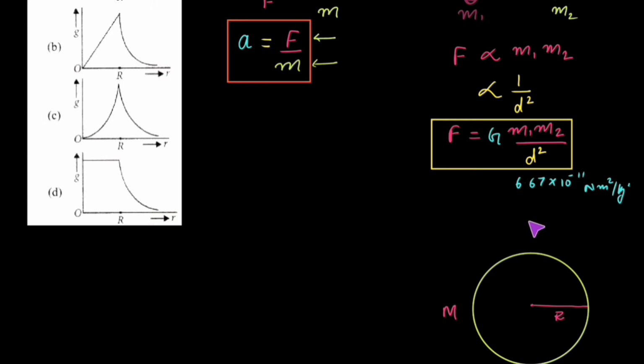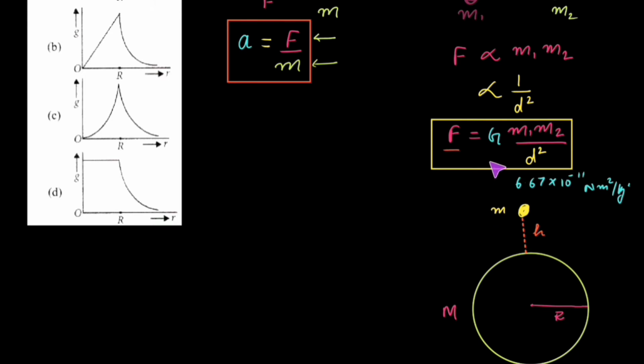And let's consider there is an object which is at a height h from the surface of Earth, and the mass of this smaller object is small m, and this height from the surface is h. So this h is the height from the surface. Because these two bodies having mass small m and capital M, there will be a force of attraction, and that force would be the gravitational force.